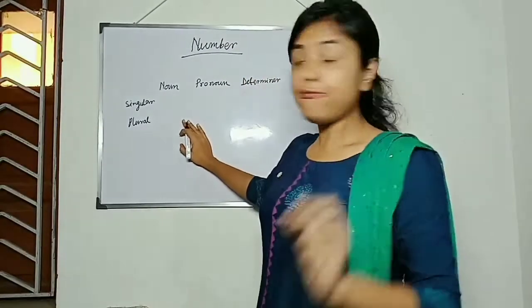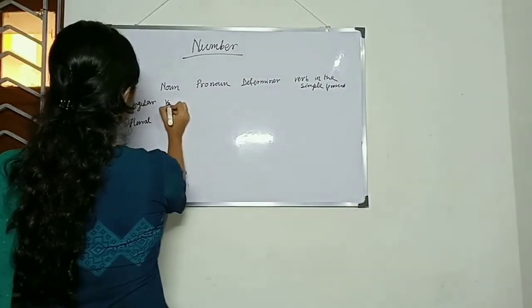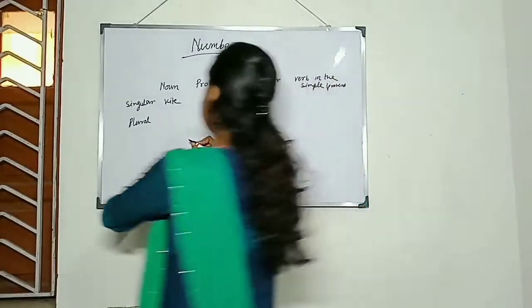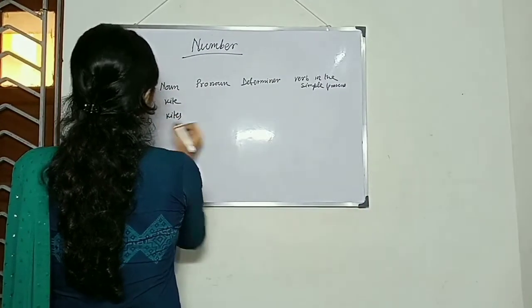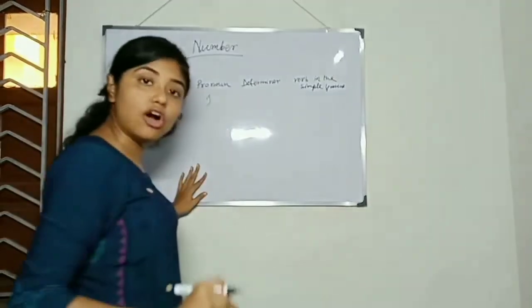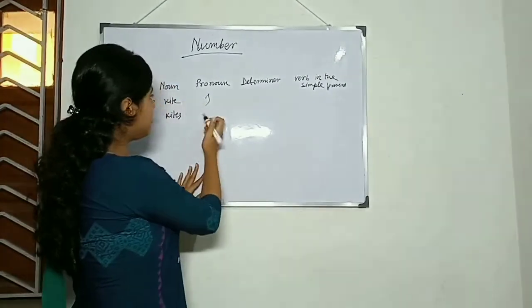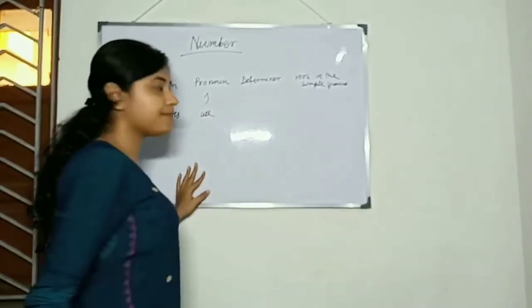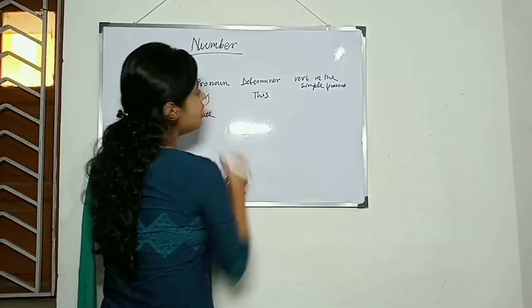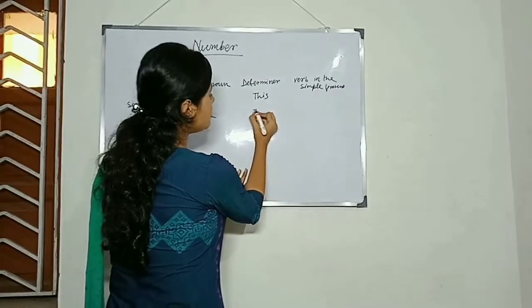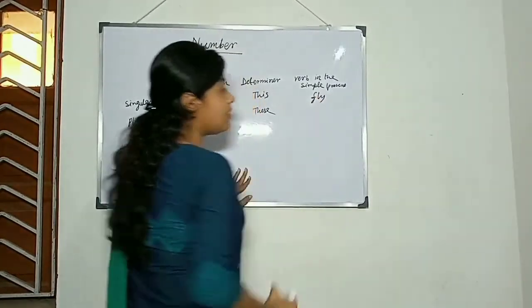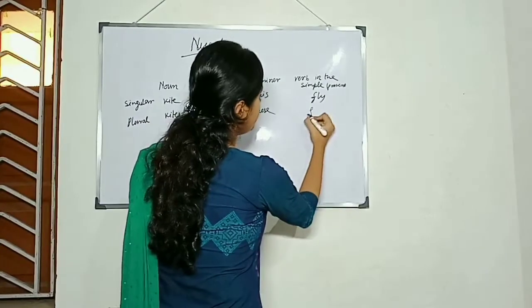So, if we write kite here in singular, that will become what in plural? Kites. I write I here in the pronoun column, what will become in plural? That is we. If I write this in singular, that will become in plural what? These. If I write fly here, that will become in plural flies.